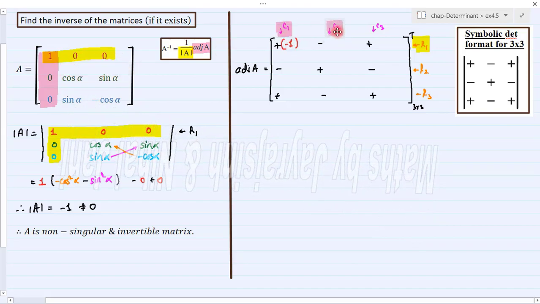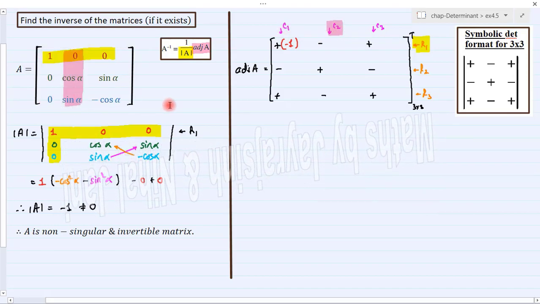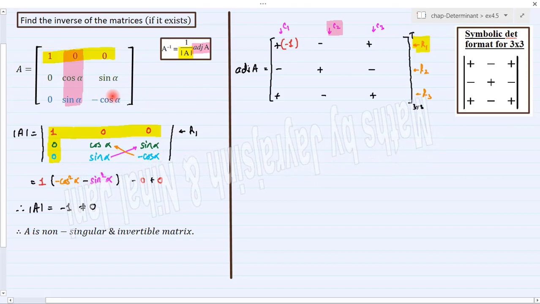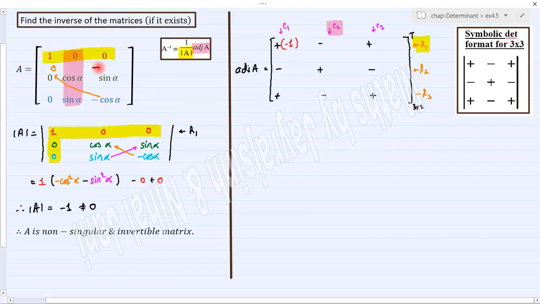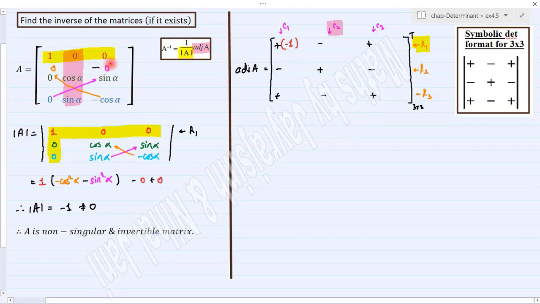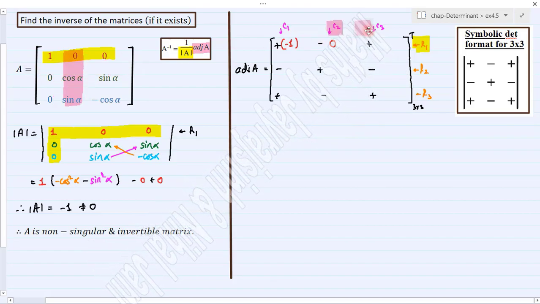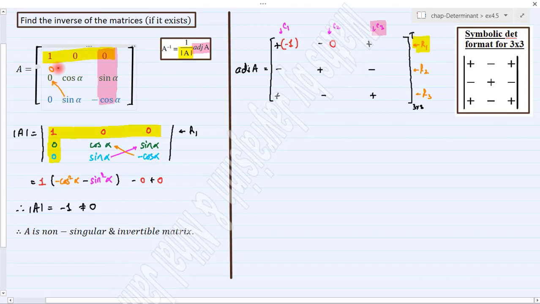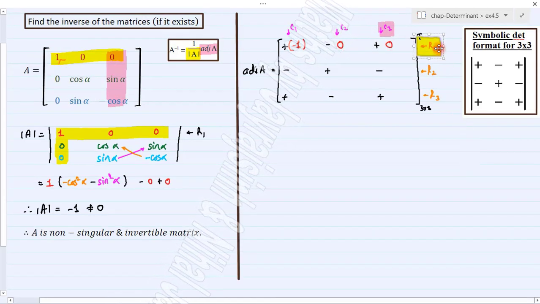Then the next element is in second column. So ignore first row and second column and then cross multiply. Minus cos alpha zeros are 0, minus 0 into sin alpha will be 0. So 0 minus 0 will be 0. Similarly, the last element will also be 0. So here we get the elements of first row.